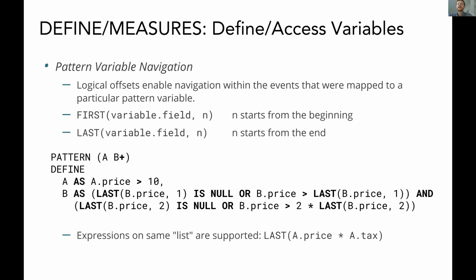And we can, for example, in a single pattern variable navigation function, so within a last, use expressions and different fields. But the important thing is that we can use expressions only from the same pattern variable. So it's not possible to, for example, say A price times B tax. That's not possible. We always have to navigate within a single set, and that corresponds to a single pattern variable.